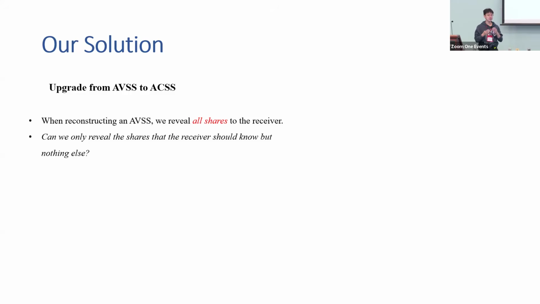And it turns out that the authentication tags are more useful. We can directly upgrade our AVSS to ACSS. Recall the reconstruction of AVSS. We reveal all shares to the receiver, but for ACSS, we only want each party to learn his own shares. So can we only reveal the shares that the receiver should know, but nothing else?